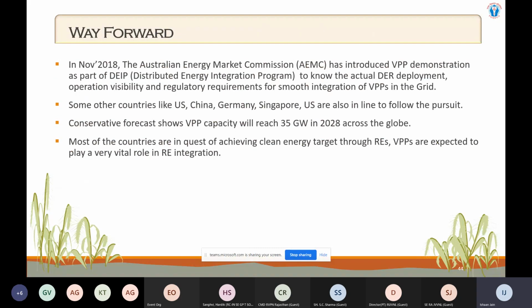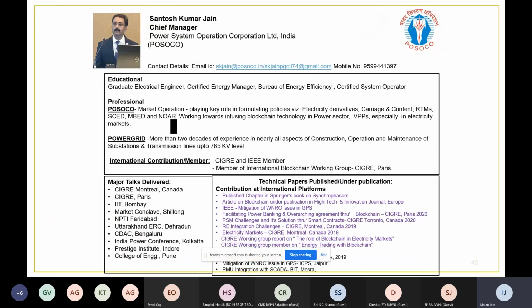So the way forward again, all countries like Germany, US, Australia are following this pursuit, and by 2028 it is forecast that VPP capacity will reach up to 35 gigawatt. So as far as the Indian context is concerned, it is small, but definitely small steps will get converted into giant steps. This is all from my side, and this is my small biodata profile.